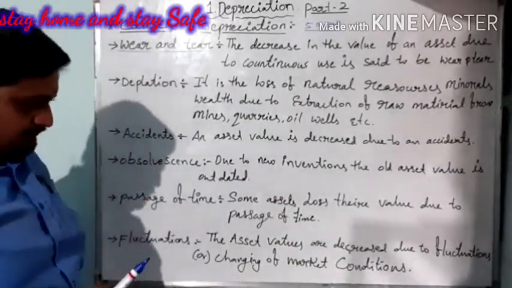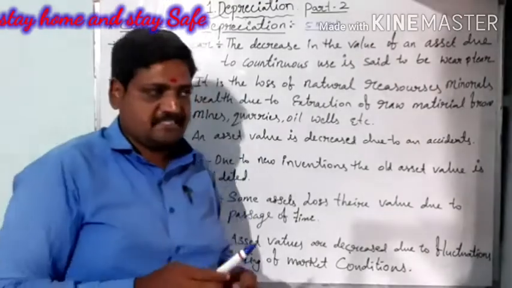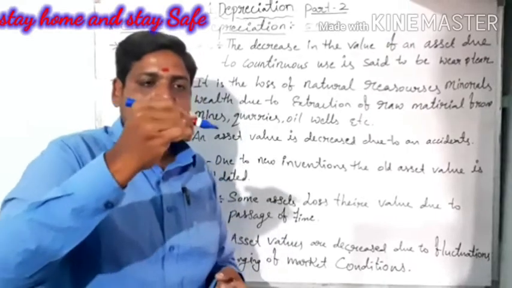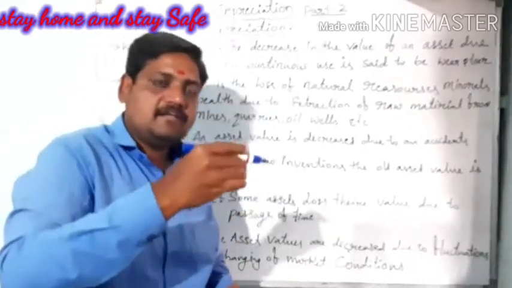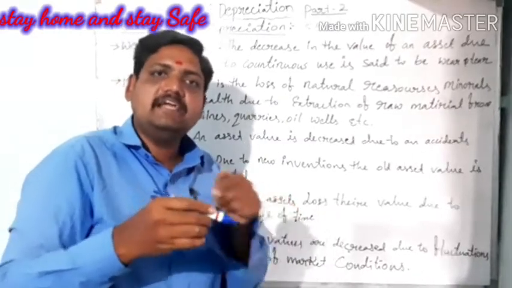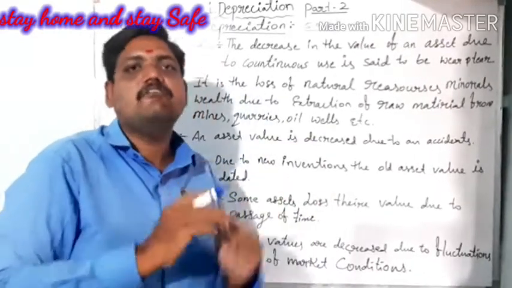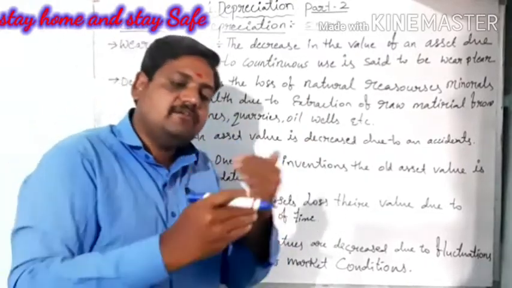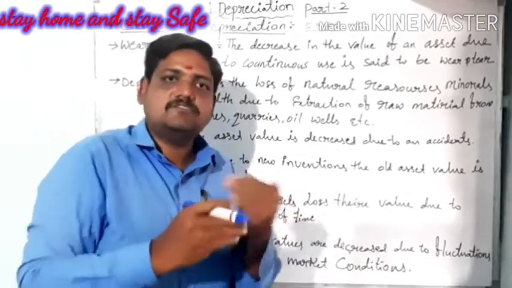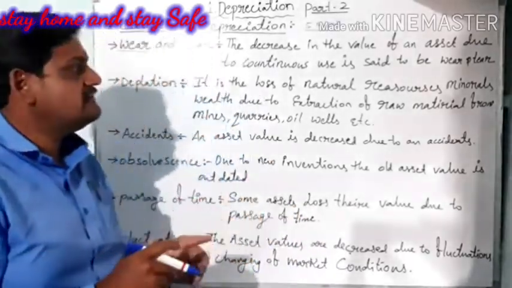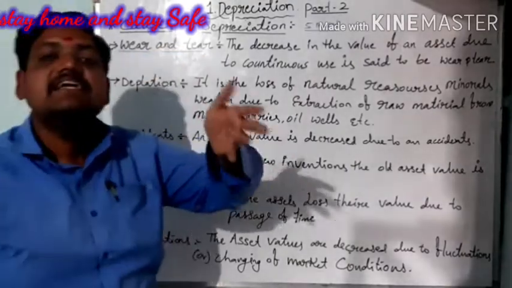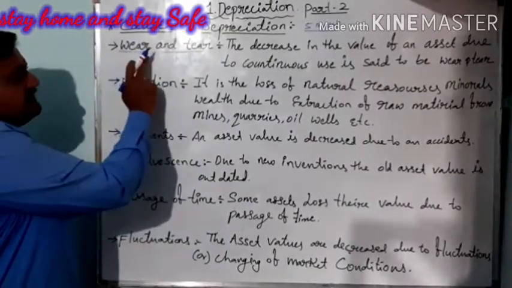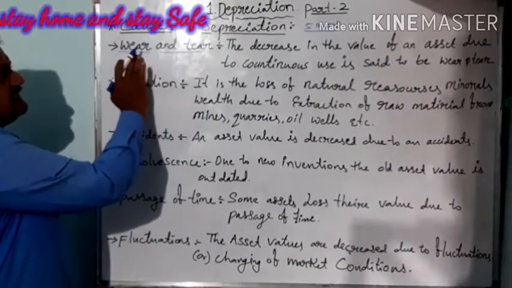For example, a chalk piece, or one pen. If we use this pen continuously by writing in our notes, the refill will decrease in value. The pen ink will decrease. Why? Because it is used continuously. So that's why the value of the asset is decreased. That is one of the major causes of depreciation. The major cause of depreciation is wear and tear.